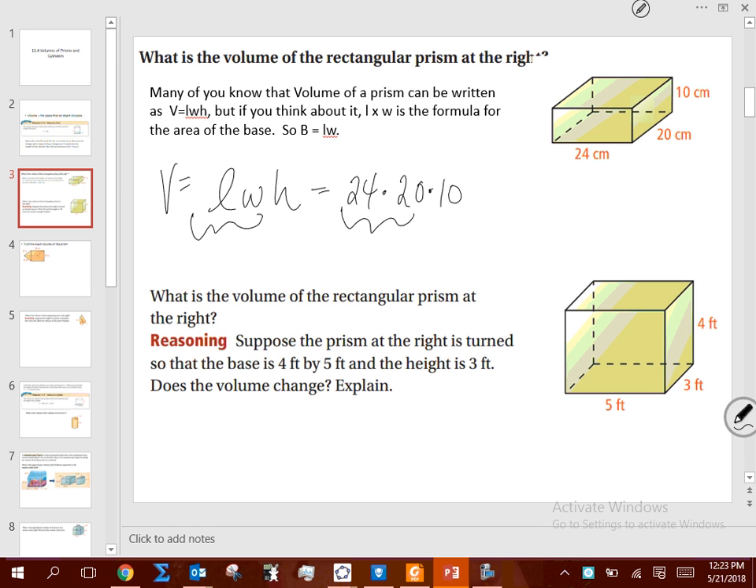When I multiply that out, though, what do I end up with? 4,800. Okay? And it's going to be centimeters cubed. Okay? Because you have 3 linear dimensions here, right? This is centimeters to the first, centimeters to the first, centimeters to the first. And when we multiply like bases, we add exponents, right? So centimeters, centimeters, centimeters, those are like bases. Exponents are 1 plus 1 plus 1 gives you 3. Okay? So that's cubic centimeters.